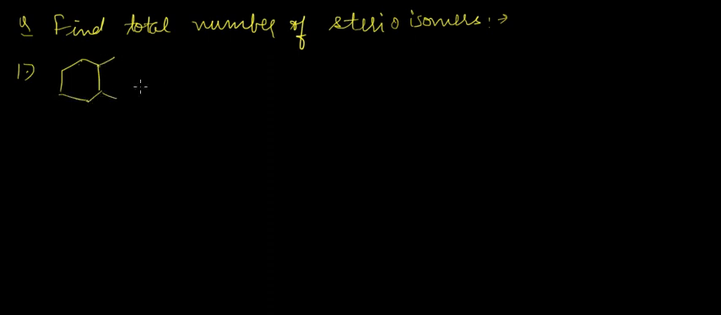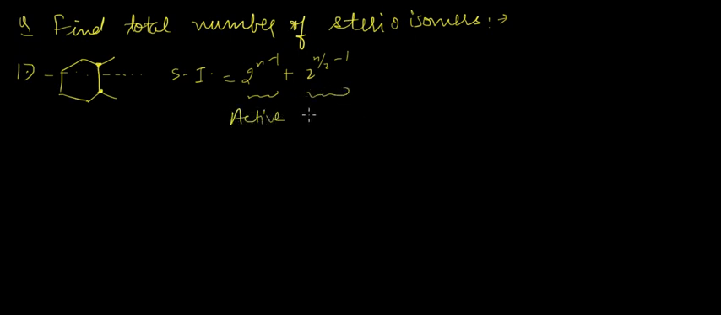As you know, it's a symmetric compound. Here is its plane of symmetry and it has an even number of chiral centers, and hence the formula would be: total number of stereoisomers is 2^(n-1) + 2^(n/2 - 1), in which 2^(n-1) are the optically active ones and 2^(n/2 - 1) are the meso compounds. So n here is 2, so this will be 2^1 + 2^(2/2 - 1), so the total answer would be 3.